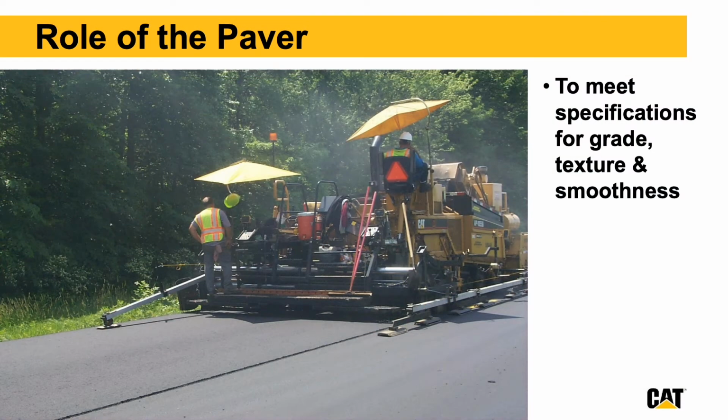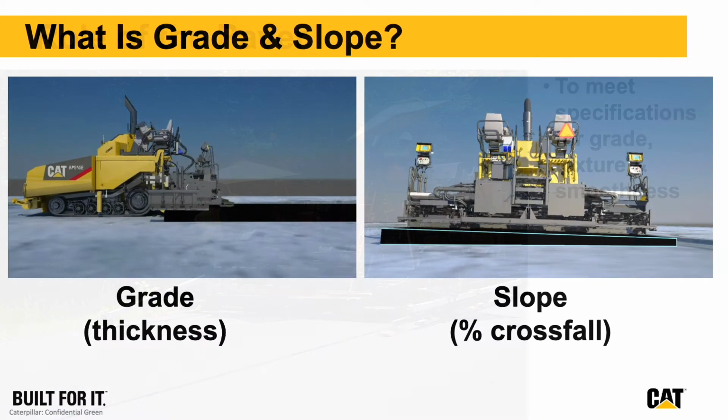With that, the role of the paver is to meet our specifications for grade, texture, and smoothness. So what is grade and slope? When we talk about grade in this presentation, we're really talking about thickness of the pavement. When we talk about slope, we're talking about percent crossfall or percent slope in the roadway.